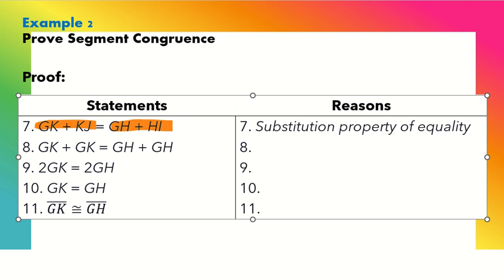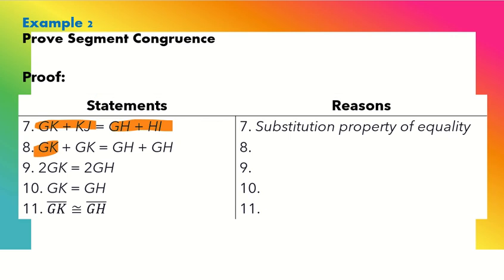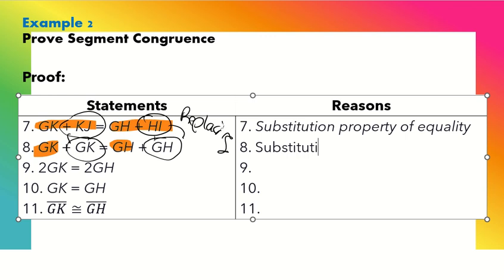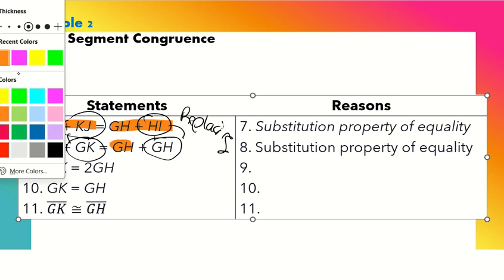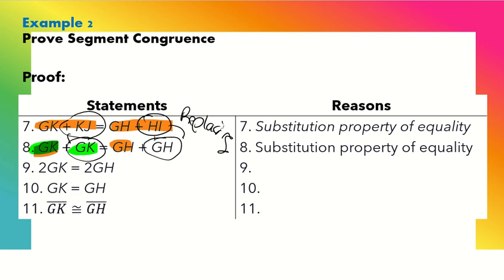Of equality. Okay. Now, once again, GK is staying, but we said GK was equal to KJ. So we are replacing something equivalent here. And then we said that HI was equal to GH. So we are replacing again. So that's going to be substitution property of equality again. Now when you add, you have 1 GK plus 1 GK, and you get 2 GK. So we're adding 1 plus 1 is 2.